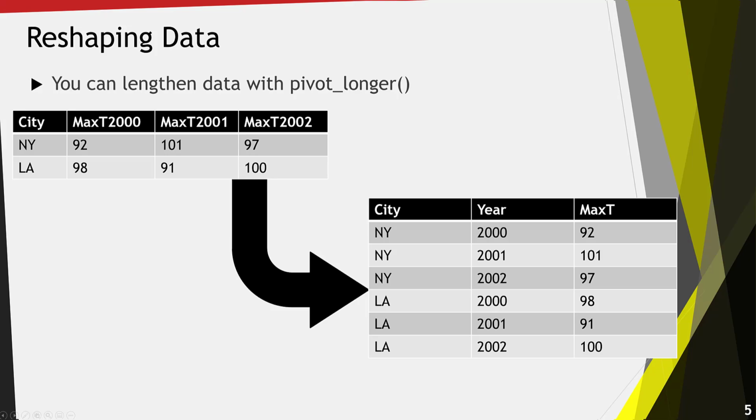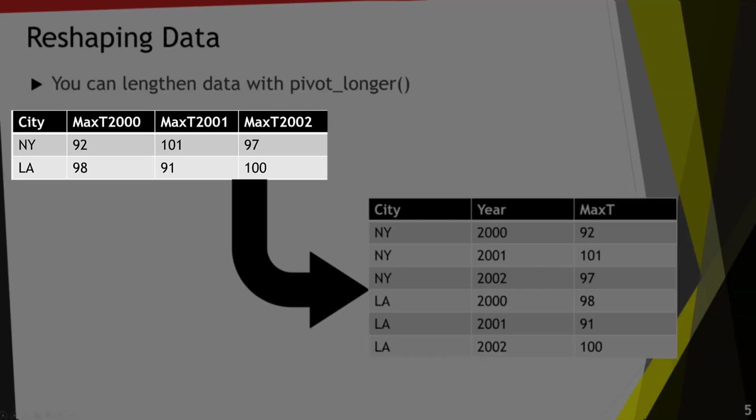One type of reshape that you can perform is with pivot longer. This is going to make your data narrower and longer. So I want you to think of this example here, where we're going to start with the data that's in the upper left. There are rows for two different cities, New York and Los Angeles, and there are columns for the maximum temperature in 2000, 2001, and 2002.